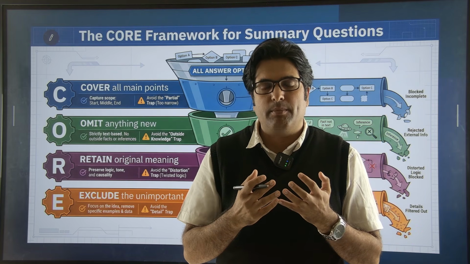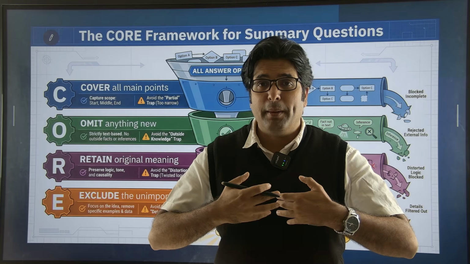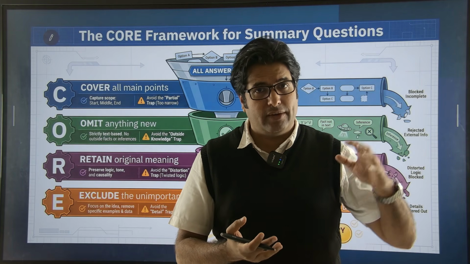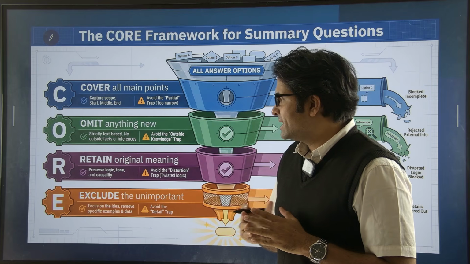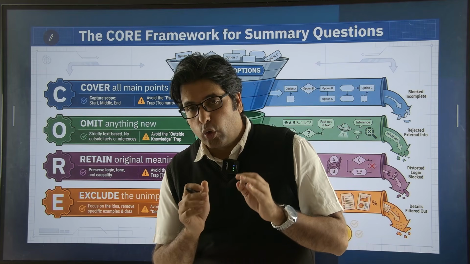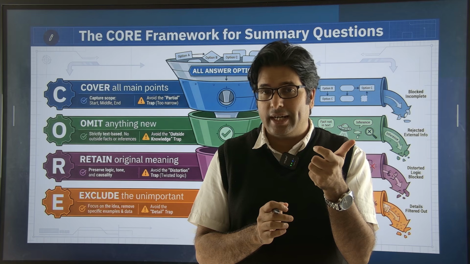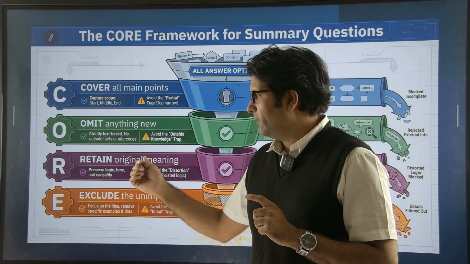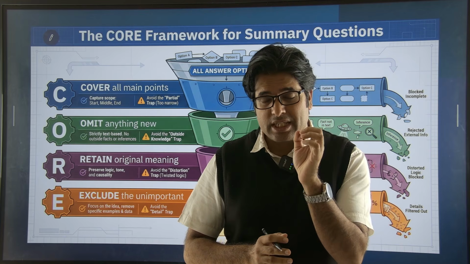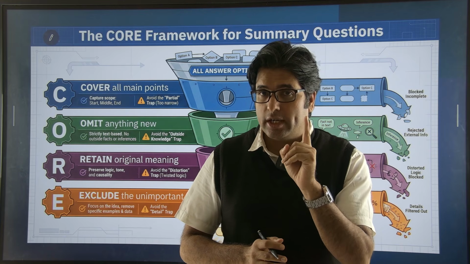Think of it as an example: if you watched a movie and you are telling someone the summary of the movie, you cannot make changes to the story on your own. Whether you like it or not, whatever has been presented has to be presented as it is. R refers to retain original meaning. A lot of times just changing the flow of words or ideas changes or distorts the meaning, so that should not happen. A very frequent way to eliminate options: choose the option that retains the same meaning. It should not distort the meaning.